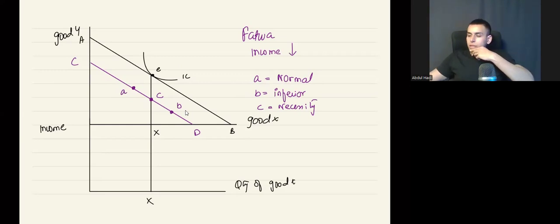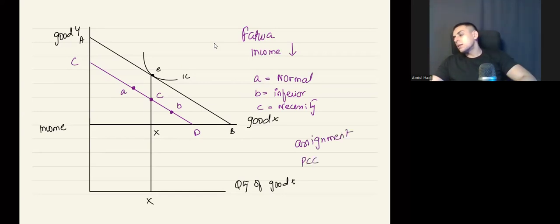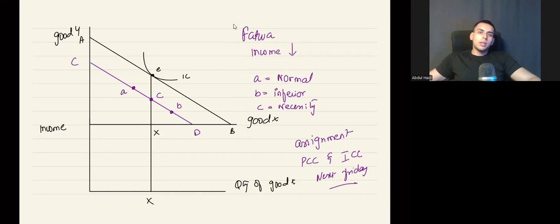Right, perfect. So I'm sending you this file on the WhatsApp group. Your assignment is to complete PCC and ICC and send it on the Google Classroom. The due date is next Friday. All right, take care.